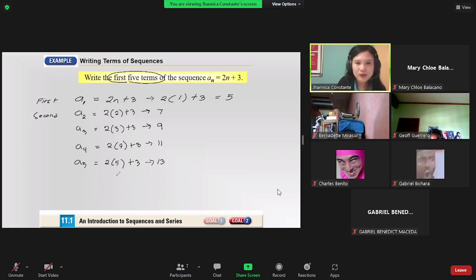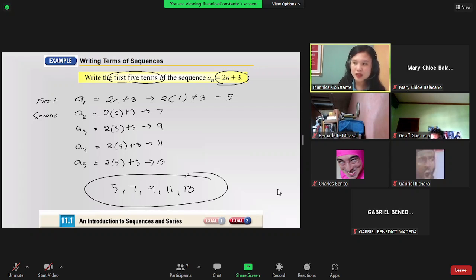So the first 5 terms of the sequence with a rule of 2n plus 3 are 5, 7, 9, 11, and 13. So that is the first 5 terms of our sequence. As you can see, you're just changing the value of the variable n to the relative position that you are solving. Anong position or anong term ang sinosolve sa sequence.